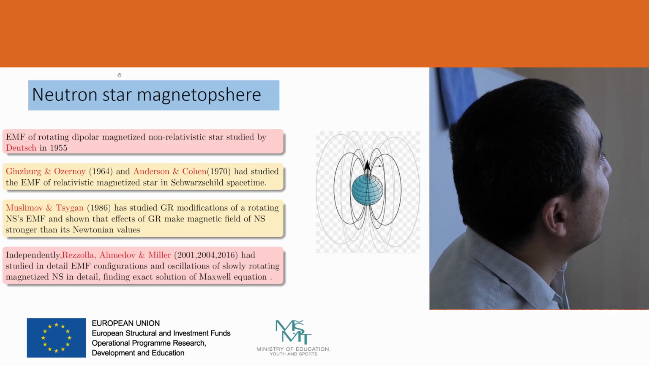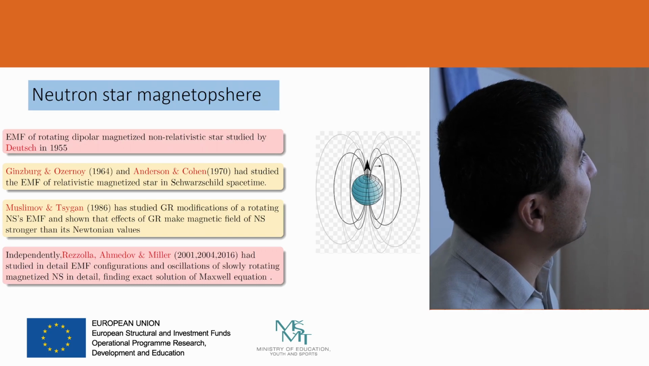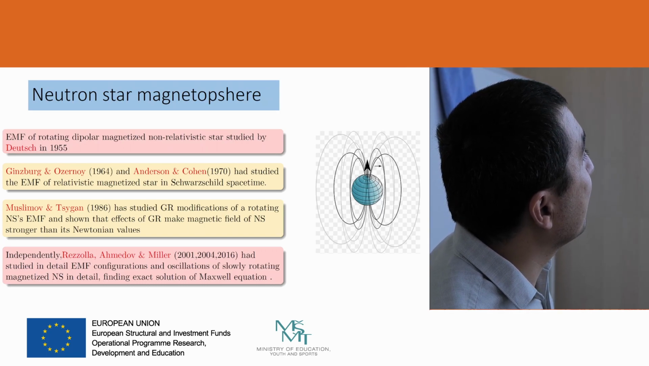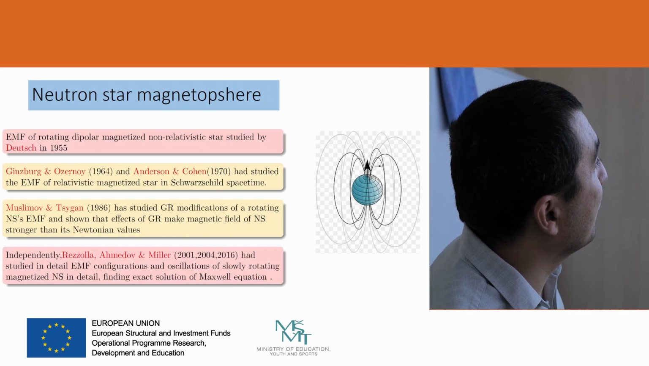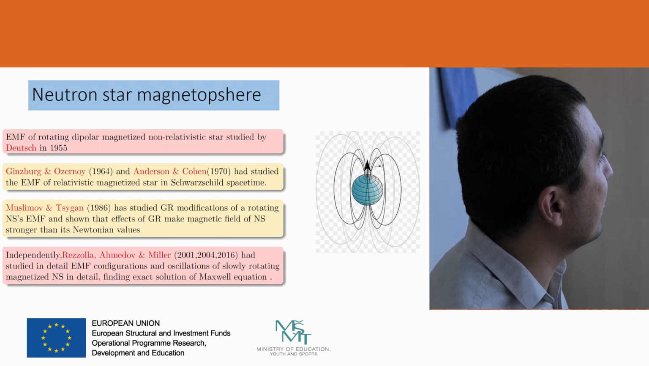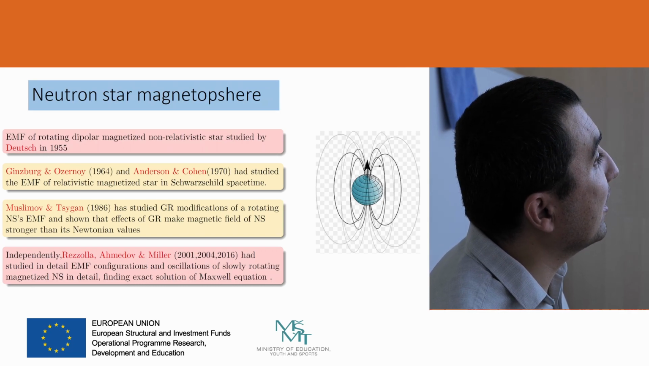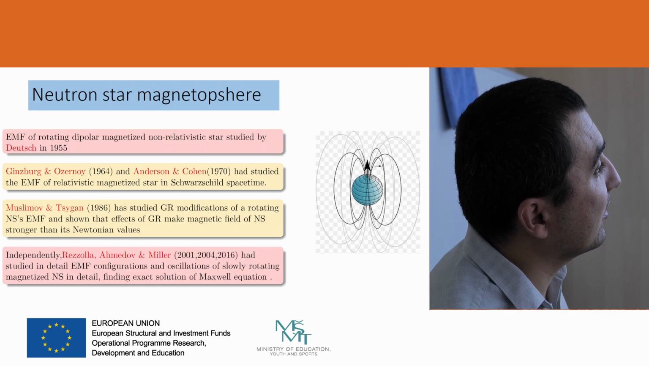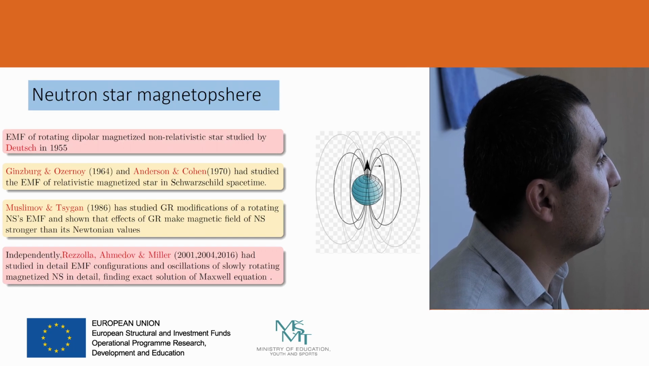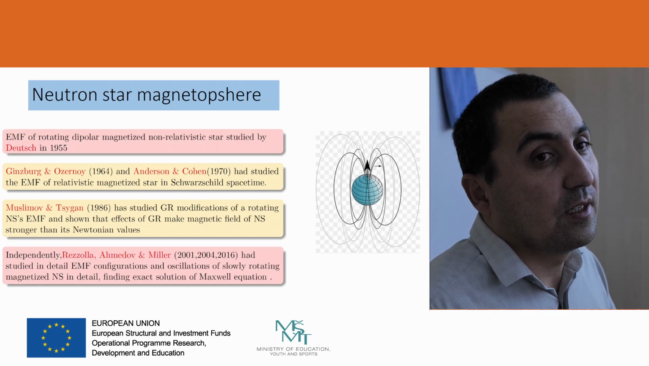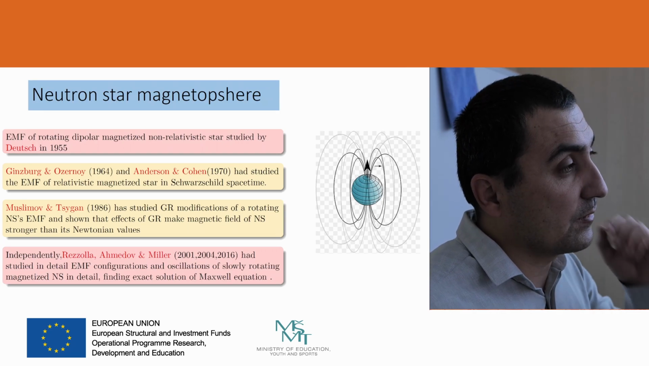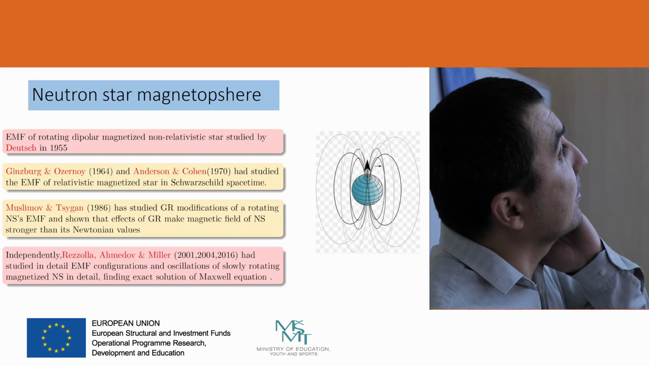So here some solution was obtained by Muslim Obsidian, and independently, this solution is well explained in the Rezzolla-Ahmedov-Miller series of papers. Actually, most results have been obtained there, and the last one included some oscillations of the stars.